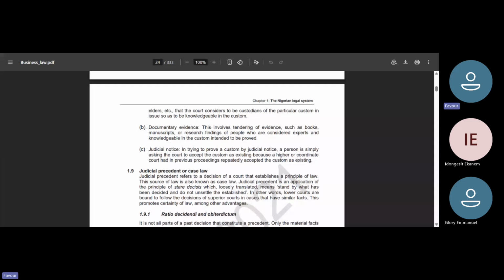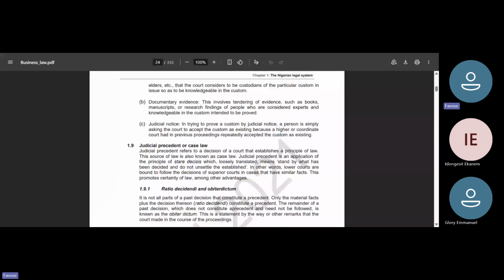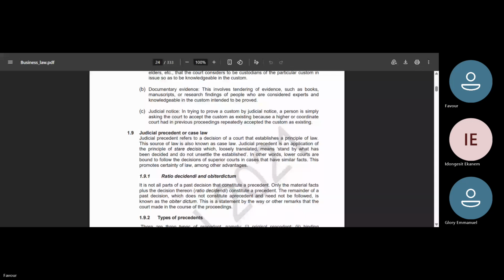So I'm just going to continue from the judicial precedent or case law. Like I was saying, this refers to a decision of a court that establishes a principle of law. The source of law is also known as case law. So it can be called judicial precedent or case law. It is the application of the principle of stare decisis, which means stand by what I've said.